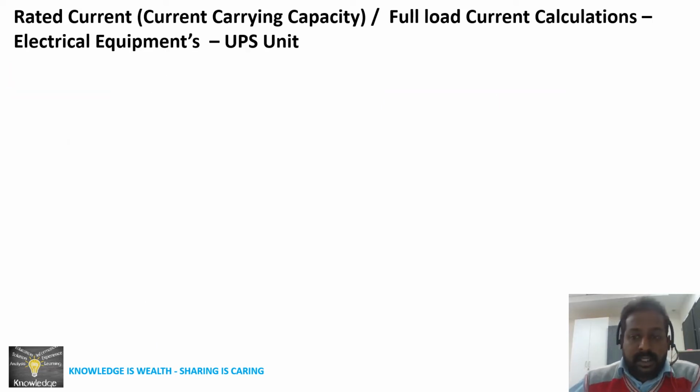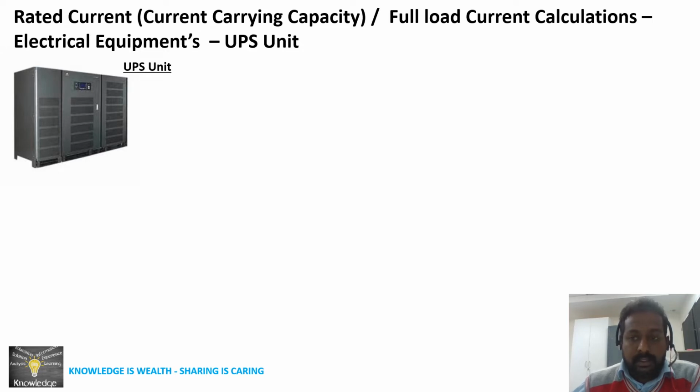Now let's take one UPS unit to calculate rated current. Let's take UPS capacity 500 kVA at a power factor of 0.8, and we know kilowatt is equal to kVA into power factor. So 500 into 0.8 is 400 kilowatt.